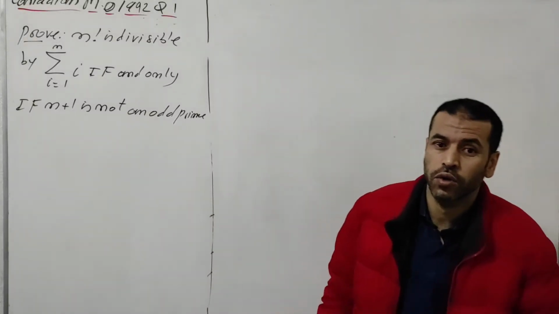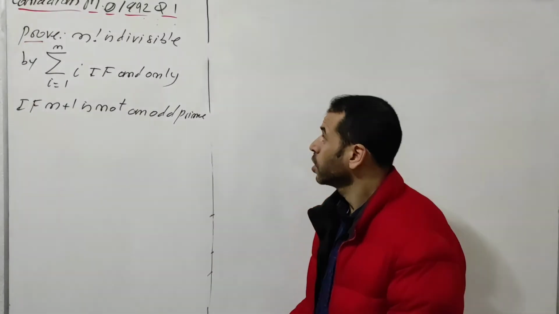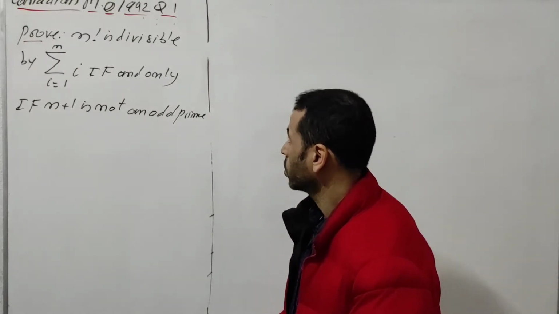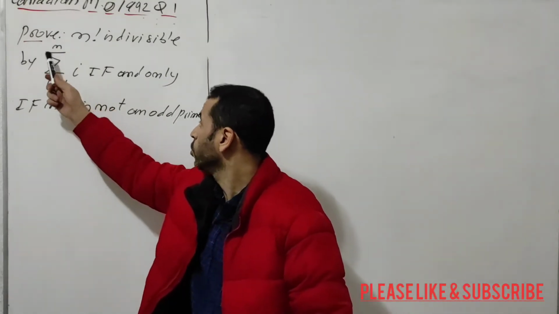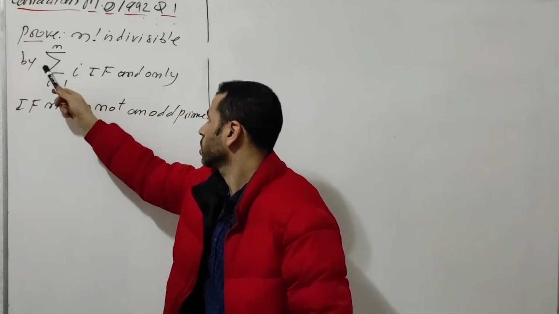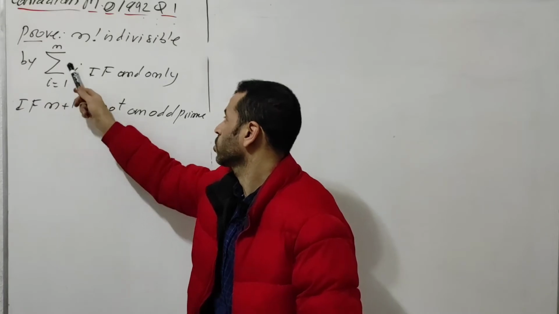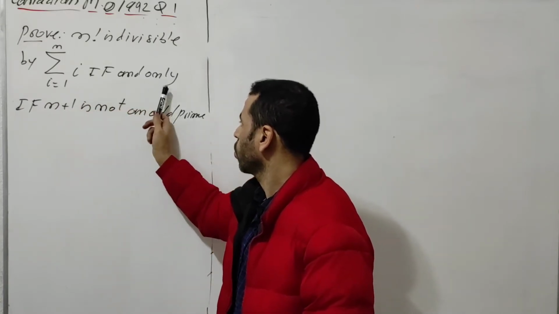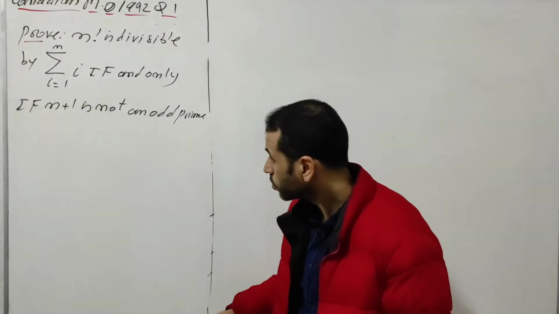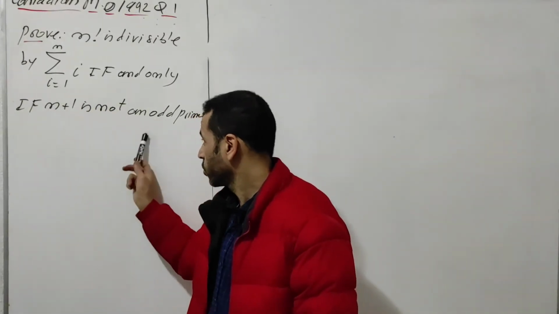Hi, in today's video I would like to introduce you to a very nice problem from the Canadian Mathematical Olympiad, edition 1992, question number 1. Here is the setup. Prove n factorial is divisible by the sum of i as i goes from 1 to n if and only if n plus 1 is not prime. Okay, it seems a very confusing question.